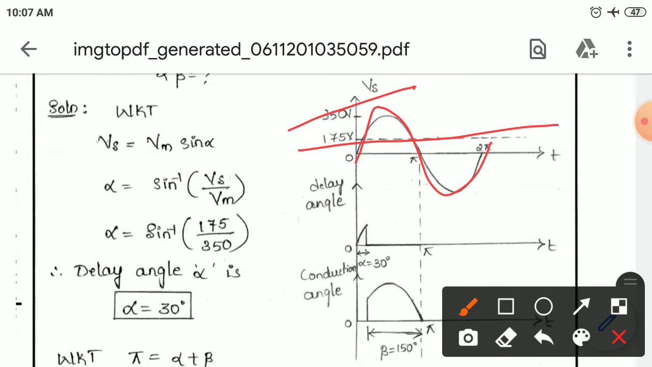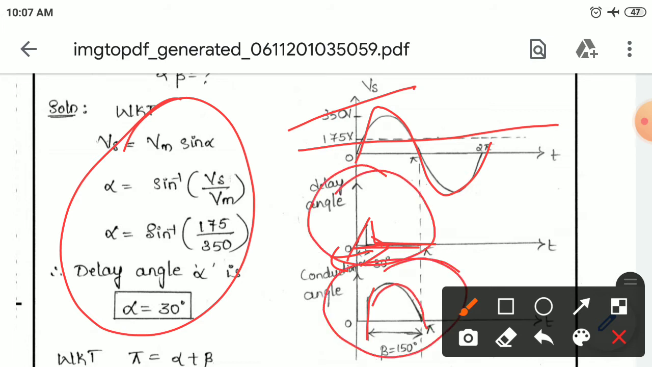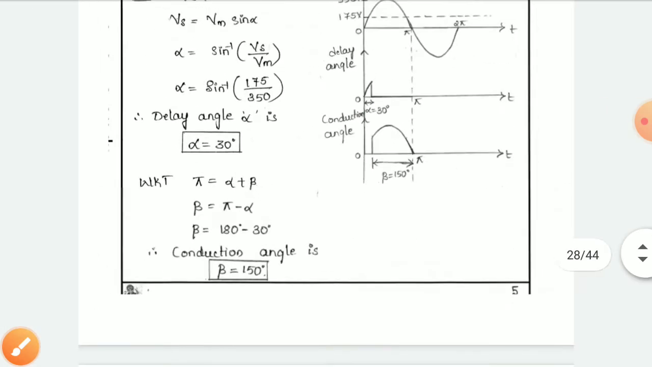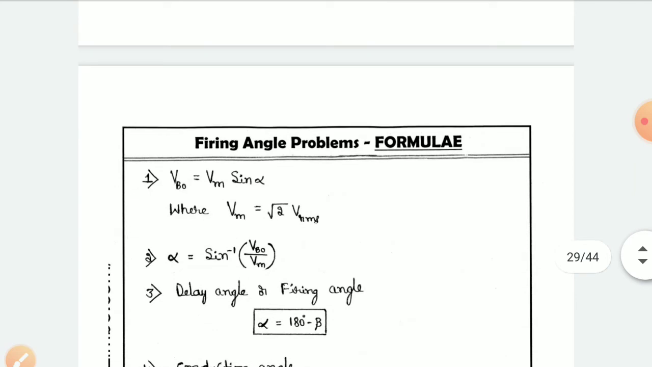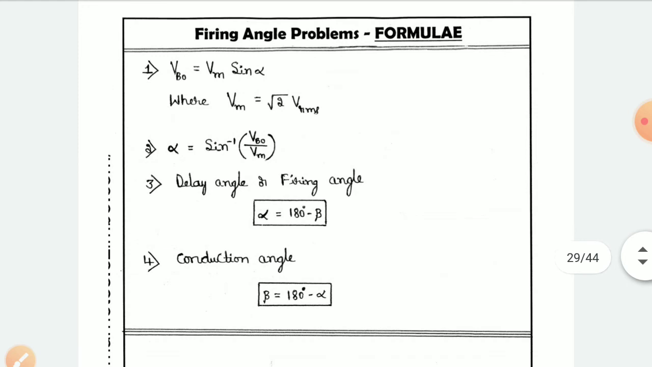The delay angle is alpha, the firing angle or delay angle which we calculated from this relation. It is 30 degrees we got. The remaining angle is called the conduction angle. So up to 30 degrees the thyristor is off, and after 30 degrees to 180 degrees the thyristor is on. So this is called the delay angle, and this is called the conduction angle. This is how we find the values of delay angle and conduction angle. This type of problems you will get, and some problems you may get on firing angles also. These are some of the formulas we have to remember while solving the problems on the firing angle.